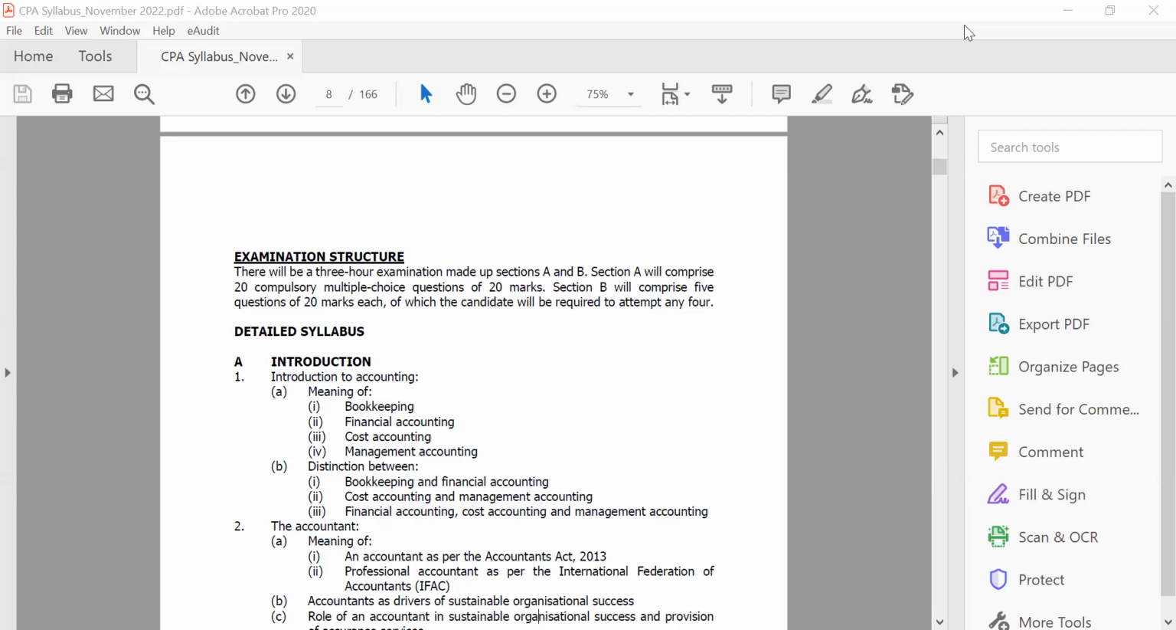So in simple terms, accounting is the process of identifying, measuring, communicating economic information about an entity. It is very good for you to take note of the word information. There are two things that we have. We have what you call data and information.